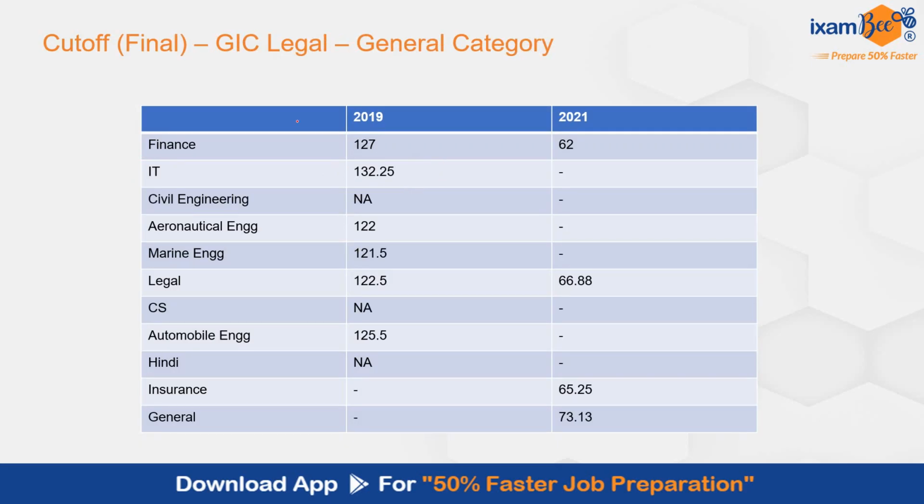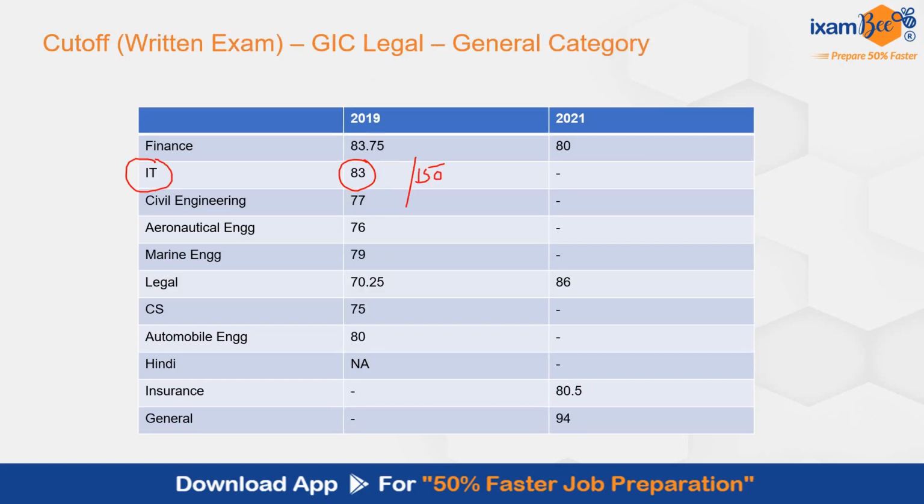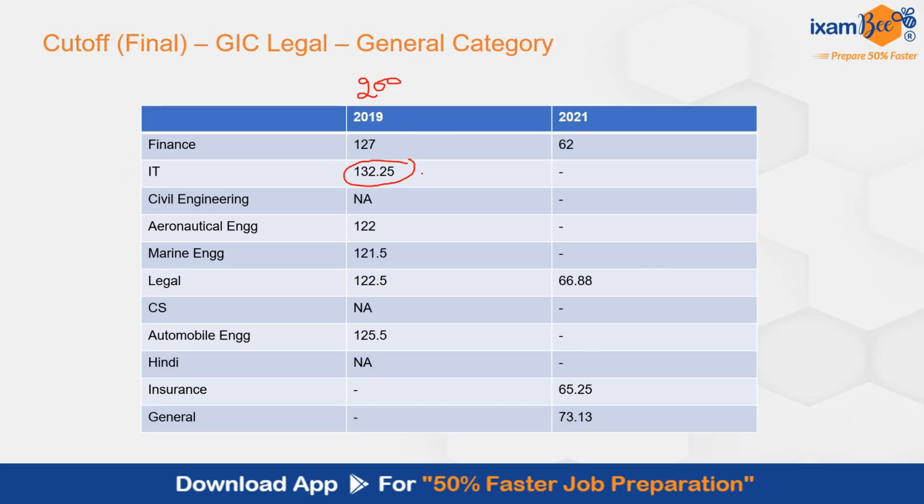And if you look at the overall cutoff in IT, it was 132.25 out of 200 after adding GD and interview marks. The written exam marks are 150, GD is of 20 marks, interview is of 30 marks. Out of these 200, the final cutoff was 132.25. Now here, suppose a student secured 83 and cleared the written exam at border of 83. If you add the complete 50 marks of interview and GD in this, it will become equal to 133. And the overall cutoff was 132.25.